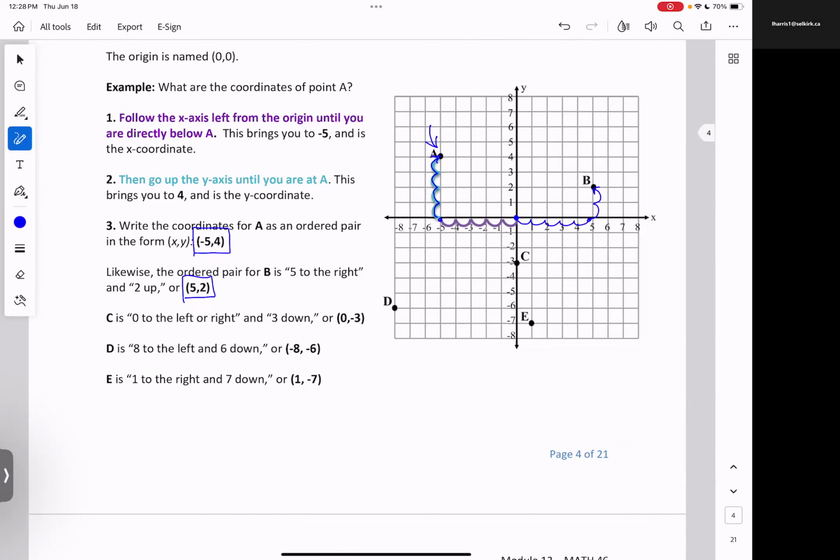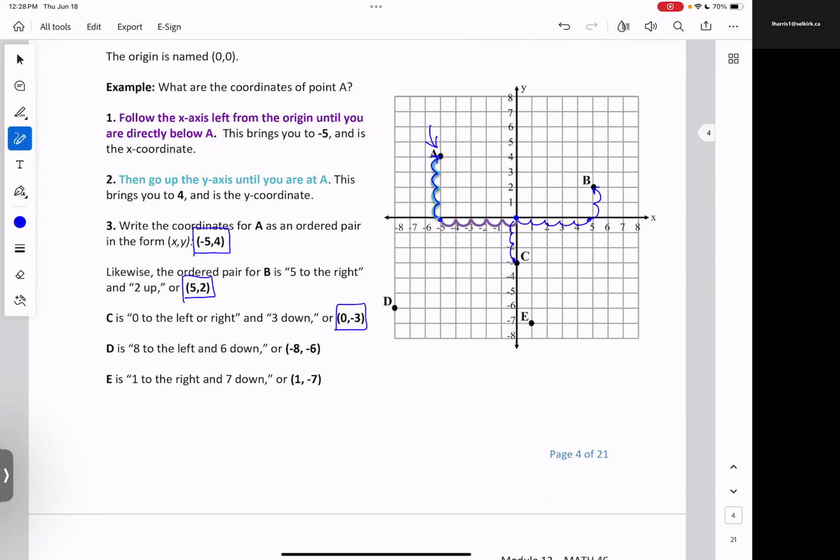C is right on the y-axis. So we don't actually have to move right or left at all. And so the x coordinate of point C is 0. And then if you think about the y value, we have to move 1, 2, 3 hops down to get to C. So it would be -3. And that's how we get these coordinates, 0, -3.